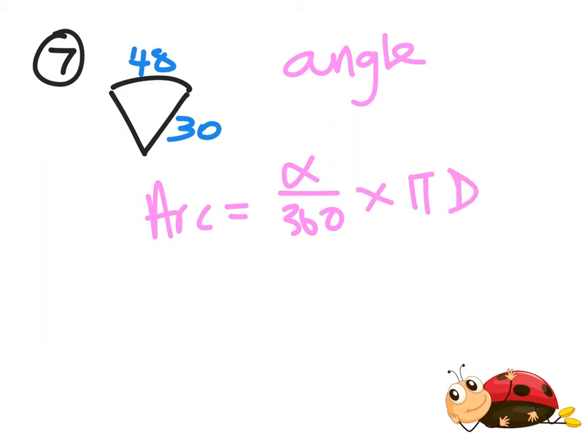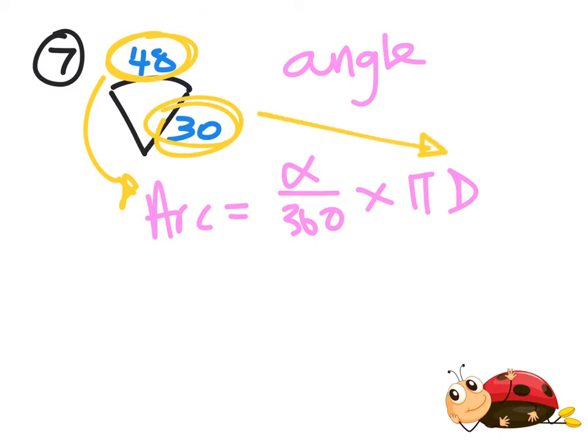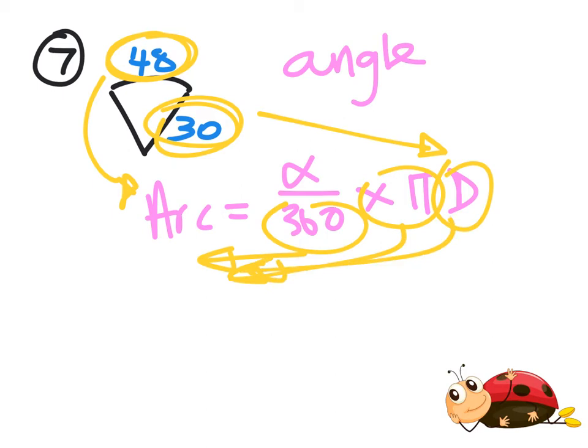What do we know? Well, from the question, we know that the arc is 48, so we can plug that in there. We know the radius is 30, so we can plug that in there for the diameter. And then we can take the 360 over, we can take the pi over, we can take the diameter over, and then we're left with angle equals, and just doing your calculator.